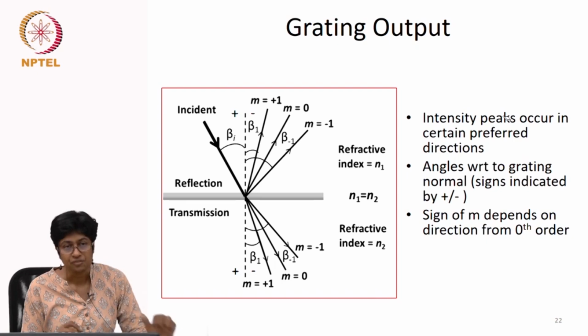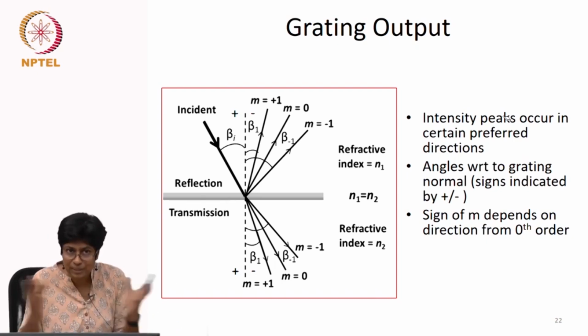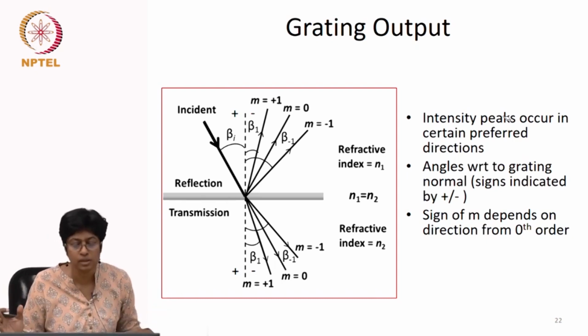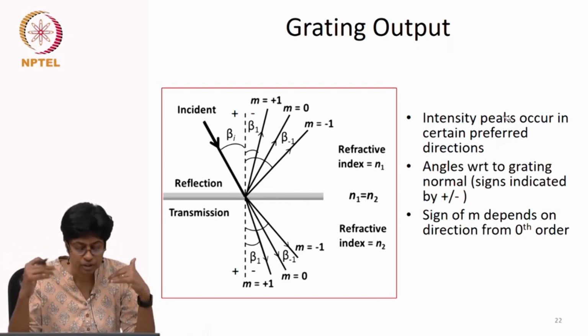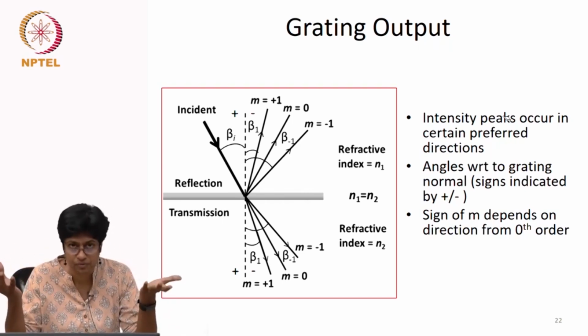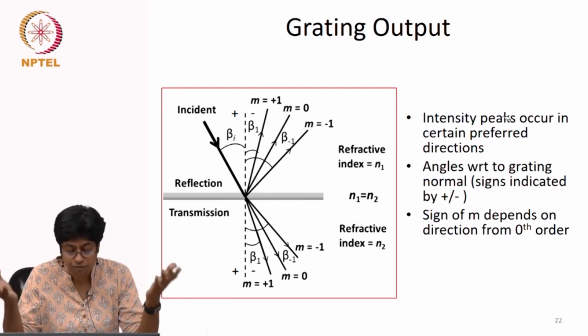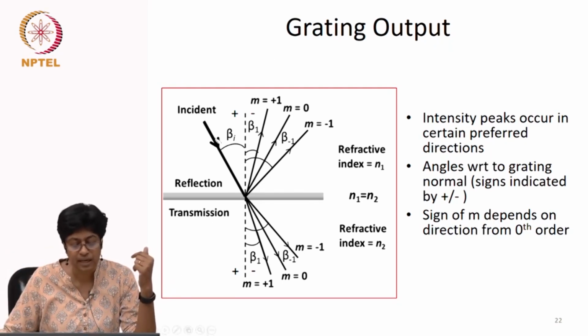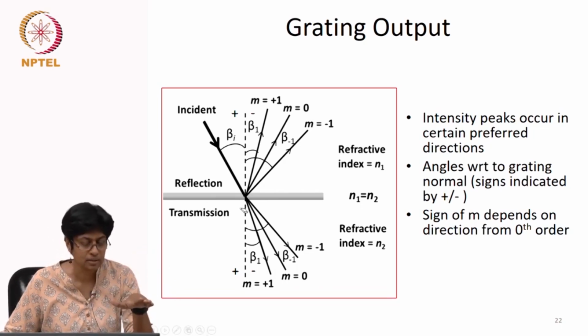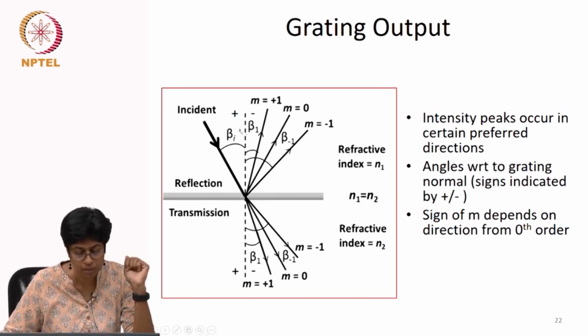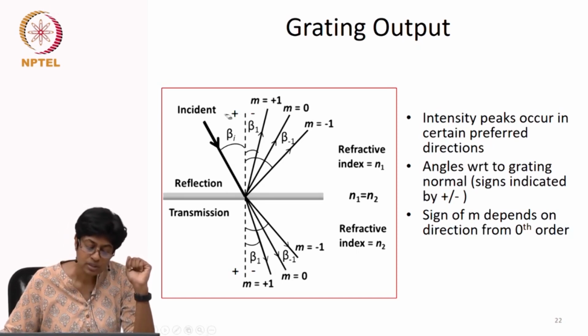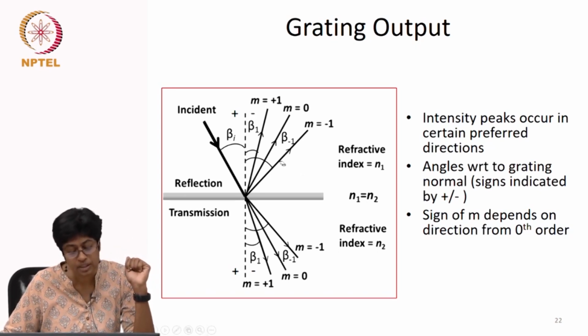So a grating splits light up into a number of orders. Those orders could be reflection or transmission depending on the type of grating you're using. The convention is, if you have light incident on your grating like this, all angles are measured with respect to the normal to the grating. So the angle is positive if it goes in this direction, and negative if it goes in this direction.